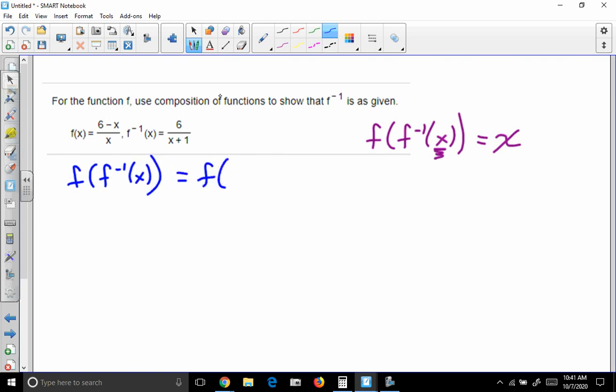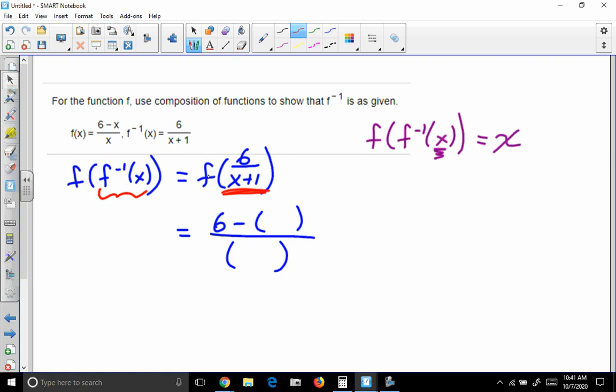So f inverse is the function 6 over x plus 1. The function f is 6 minus something over that something. So we're inputting that whole expression. We're inputting the function f inverse into the function f. So in that function f, we're going to put 6 over x plus 1. So this is the input into that function.